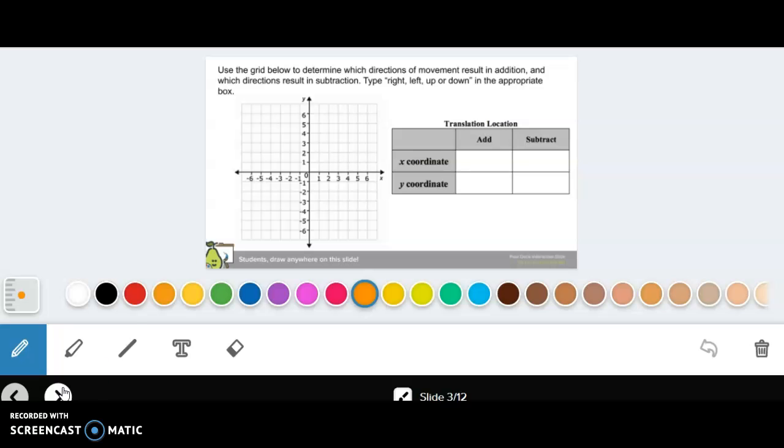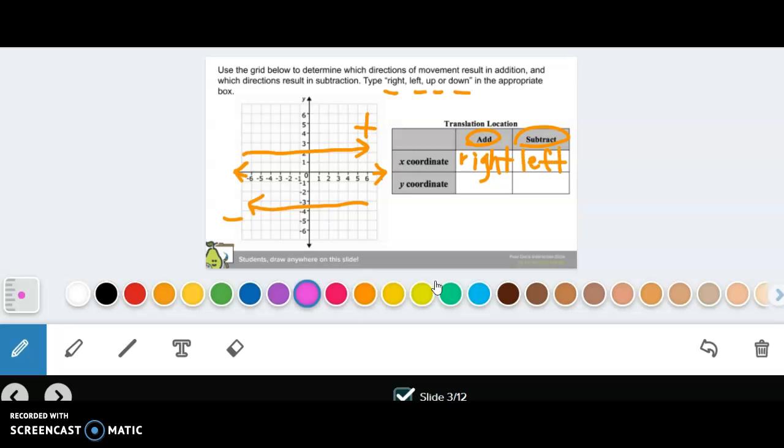Okay, on this slide, you are associating direction, right, left, up, or down, with addition and subtraction. So if you look at your x-axis, right, it moves from left to right. When we move right on the graph, we are adding. So right here we should say right. When we subtract, that means we're going the opposite direction, and so we're going left.